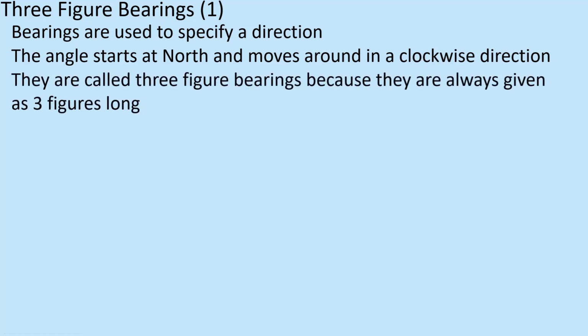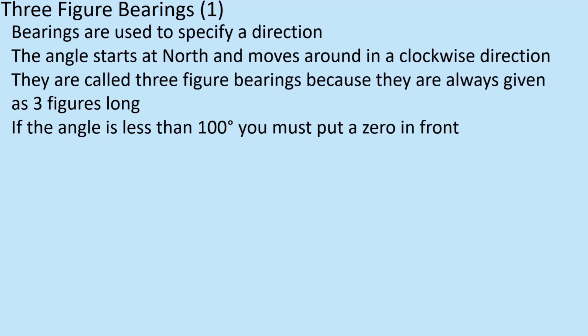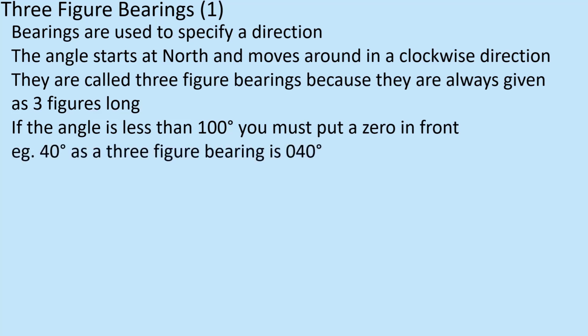They're called three-figure bearings because they're given as 3 figures long, so you have to have 3 figures as part of it. If I said you're going on bearing 020, it's 20 degrees from north clockwise. I have to put the 0 in front of it, because if you're on a radio transmitter giving a 3-figure bearing, they expect 3 figures to be heard. If they don't hear 3 figures, they would assume the communication has gone down. So if the angle is less than 100, then you put 0 in front.